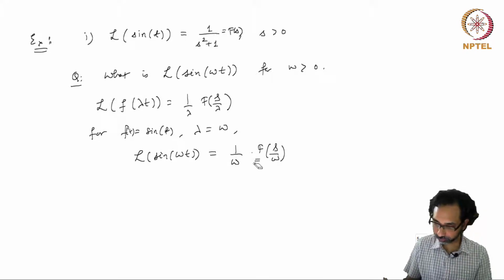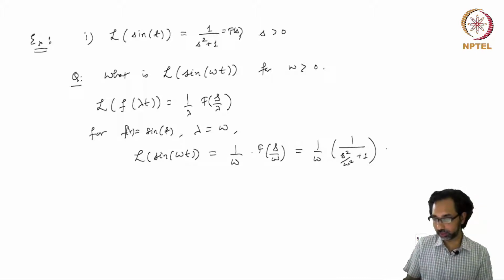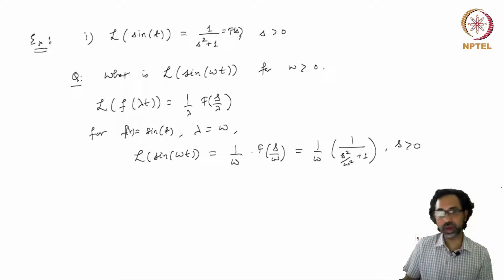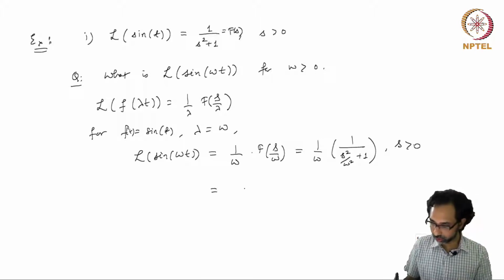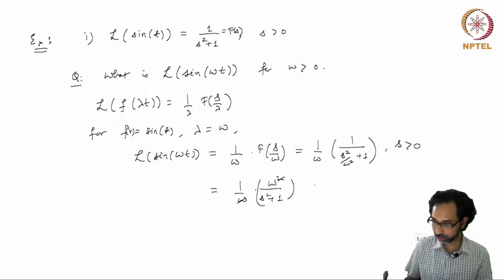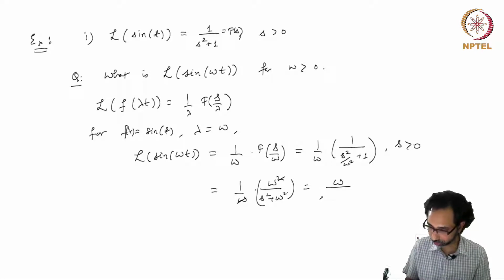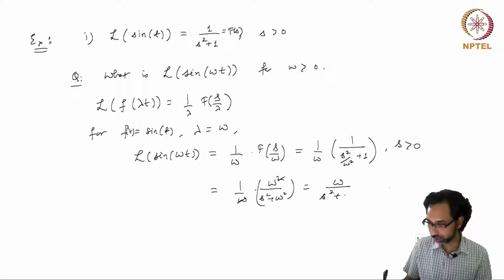Here f is simply the function 1 over s square plus 1. So this is 1 over omega times 1 over s square by omega square plus 1, and this is defined for s greater than 0 again, because omega times 0 is just 0. So in the end you get 1 over omega square by s square plus 1, and one omega cancels out, so you get omega over s square plus omega square for s greater than 0.